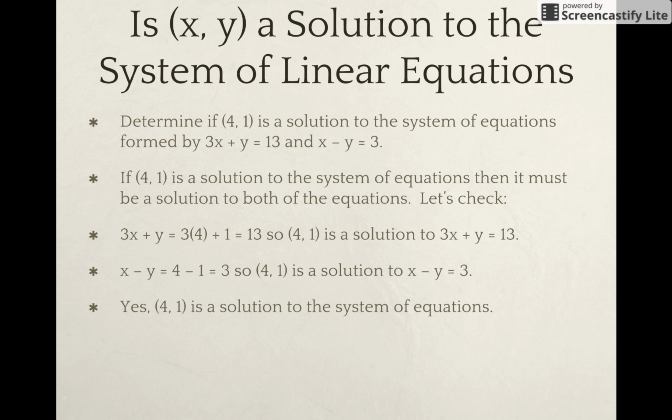Let's see if we can determine if an ordered pair is a solution to our system. Consider the system of equations formed by the first equation, 3x plus y equals 13, and the second equation, x minus y equals 3. We'll consider if the ordered pair (4, 1) is a solution.